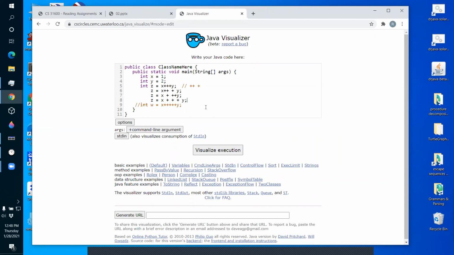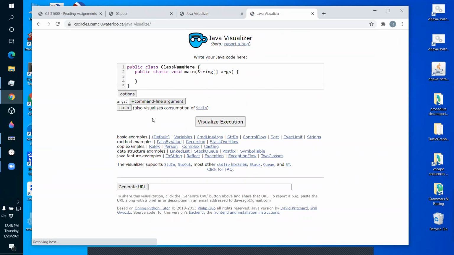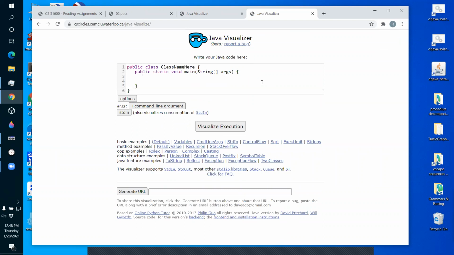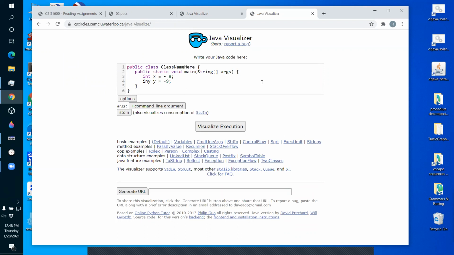This guy is not concatenation because there's no strings. X is an int, y is an int. Okay, let me give you a hint. Positive or negative? See those 2 lines, 3 and 4? They don't mean the same thing.